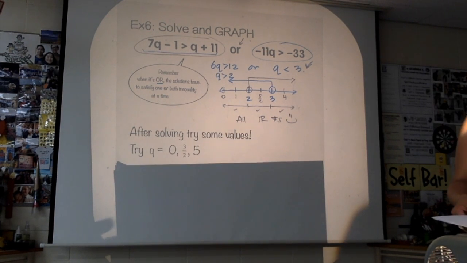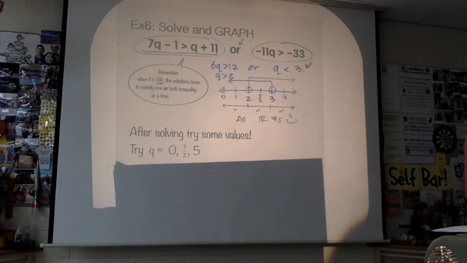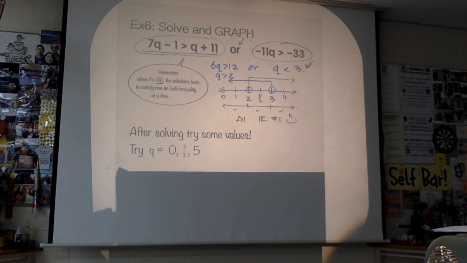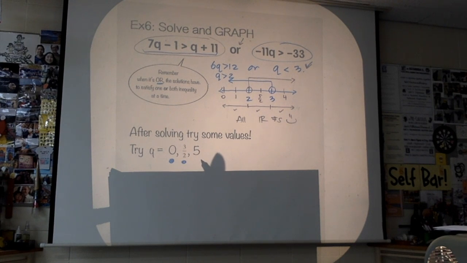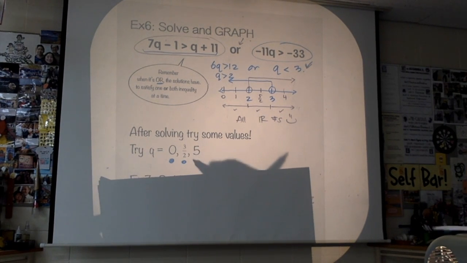Okay? So you guys, here are some values you should try. Try 0. I guarantee 0 is only going to satisfy the blue inequality. 3 over 2 is not going to satisfy the black one. It's only going to satisfy the blue inequality as well. 5 is going to only satisfy the black inequality. Try that, okay? All right, let's move on.